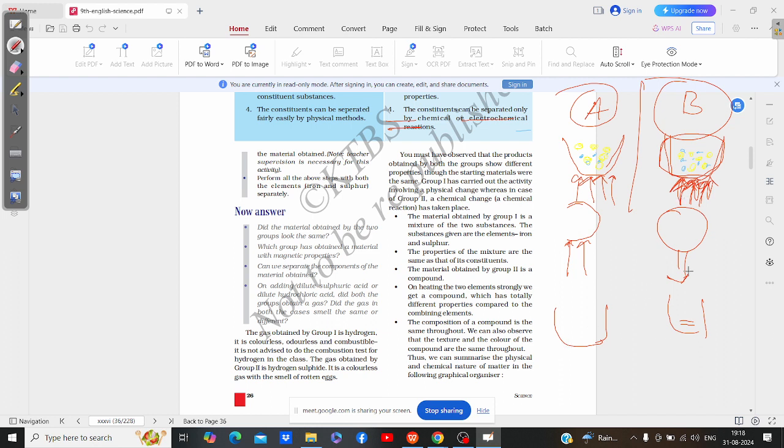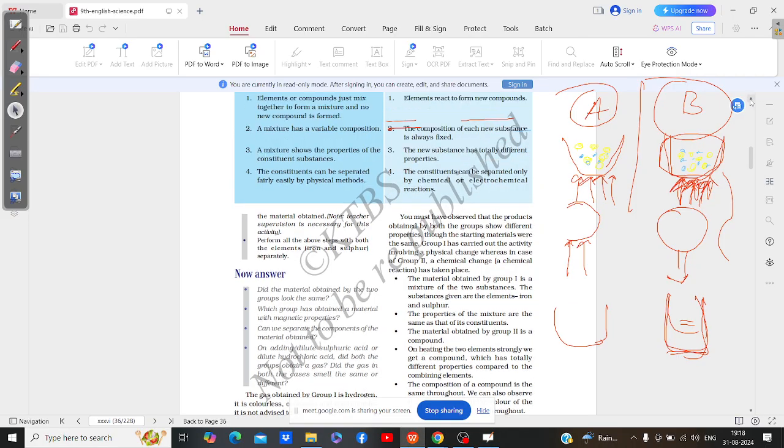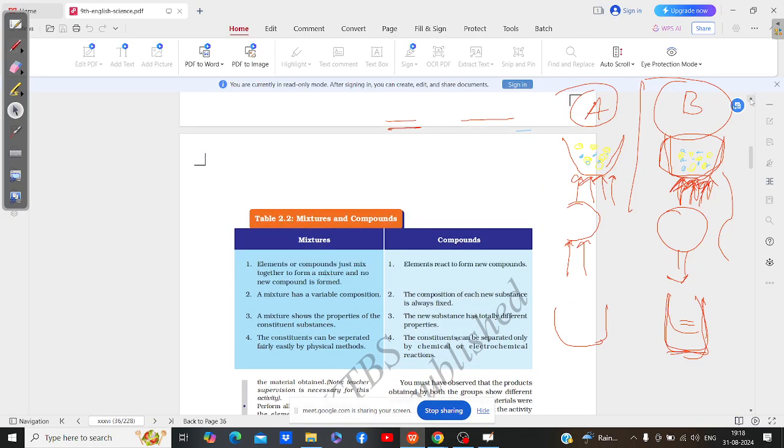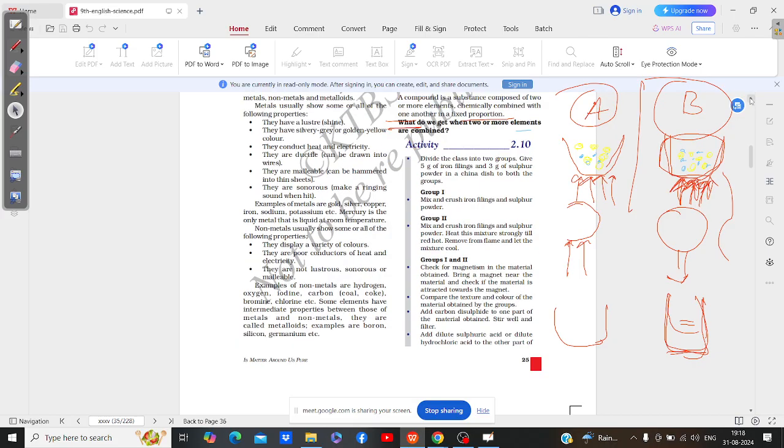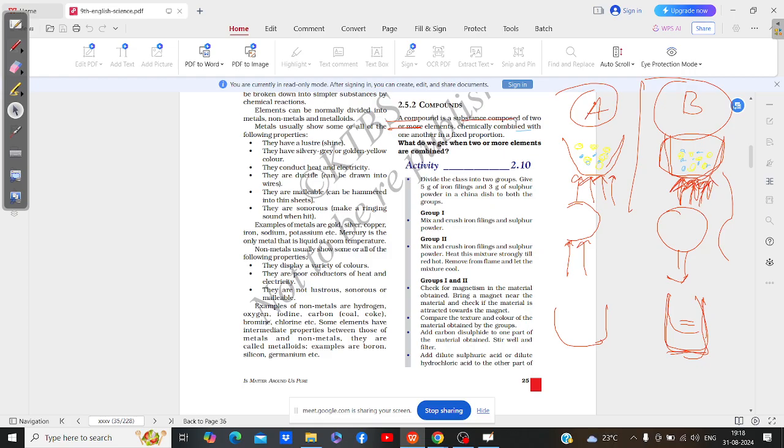Okay, here we can see that chemical change we have seen because of this process, right? Yes, sir. So initially, what is the definition of compounds? See what we have learned in compounds. The definition says a compound is a substance composed of two or more elements chemically combined with one another in a fixed proportion.